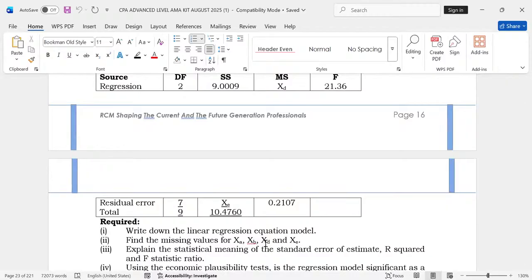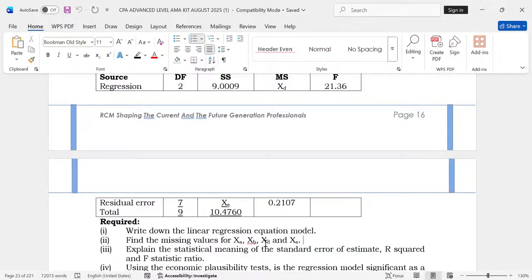Explain the statistical meaning of the standard error of estimate. Errors are variations. The bigger the errors, the poorer the model is for prediction. That I can even answer without reading anywhere, because standard error measures the discrepancy of these expected values from the mean. The bigger that error is, the bigger that discrepancy is, the poorer the model is for prediction.